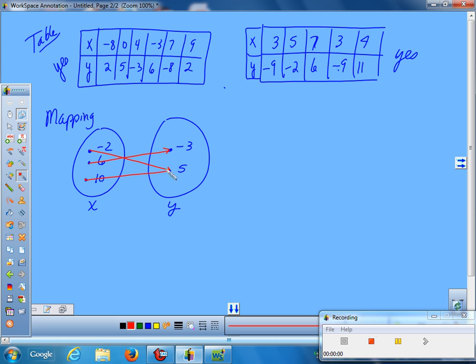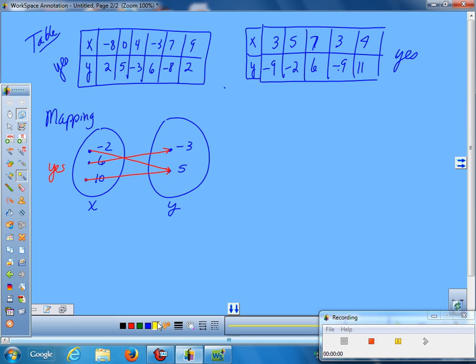And what if I draw 10 to 5? Is that a function? Yes. Am I repeating any of my x-coordinates? No. Okay, what would I have to do to make it not be a function? Put another negative 2 in there.